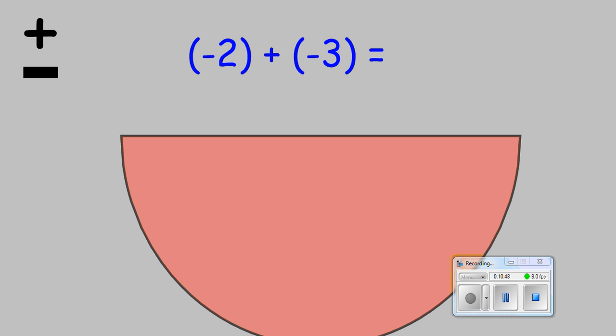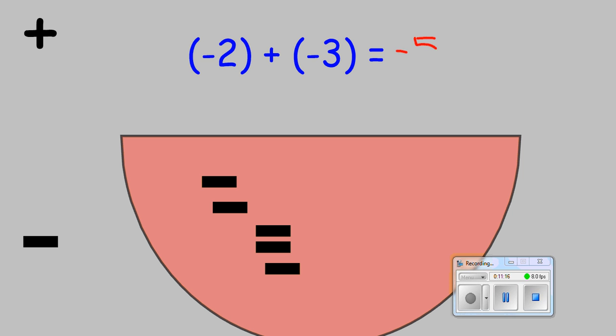Now we have negative 2 plus negative 3. So once again, we're going to have to move our positive and negative signs into the bowl and see how we come out. Okay, so we have negative 1, negative 2, and we're adding negative 3. So 1, 2, 3 more negatives. How many do we have in all? Well, we have 5 negative signs. So we got a negative 5 as our answer. Let's try the next one.